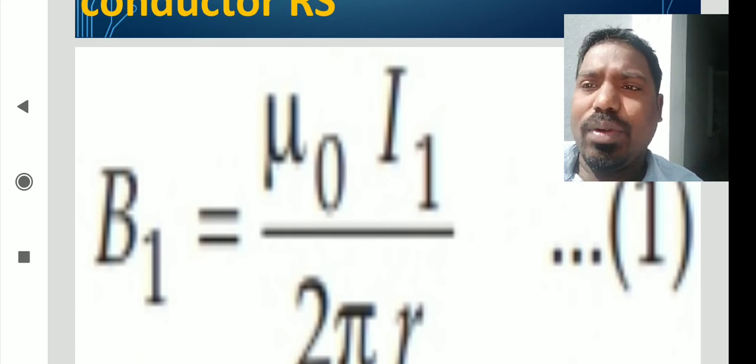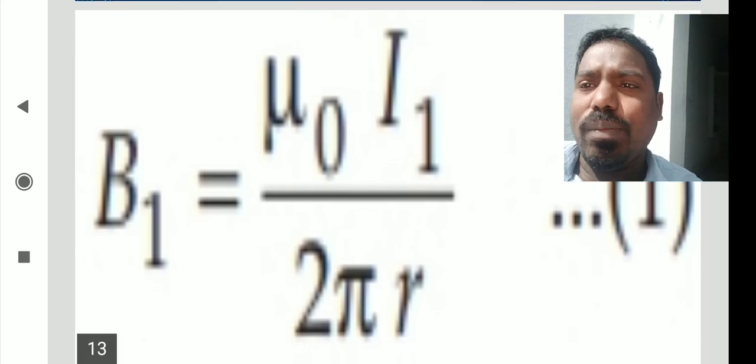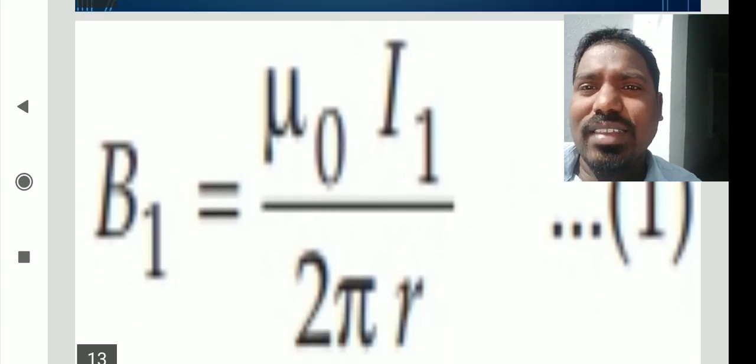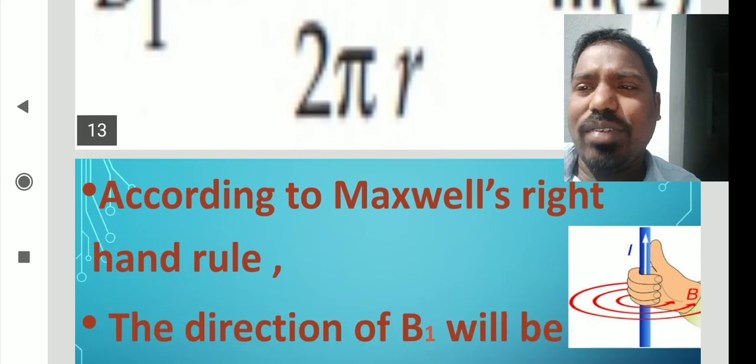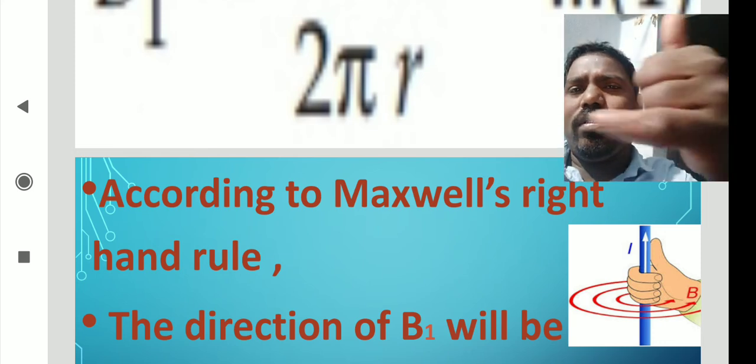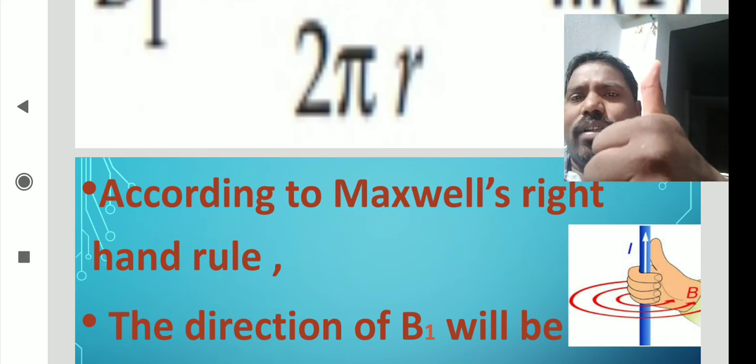That field B1 is given by mu naught I1 by 2 pi r. B1 equals mu naught I1 by 2 pi r. We consider this as equation 1. Now consider Maxwell's right hand rule. What is Maxwell's right hand rule? This is Maxwell's right hand rule.